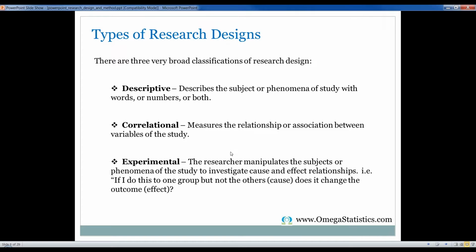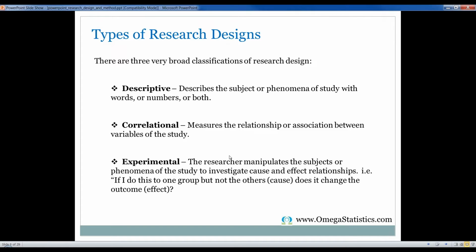There's correlational. And a correlational study measures the relationship or association between variables. It's basically, we're going to have one we're working on today where the sun rises and a rooster crows. What's the relationship? How are they associated? What's the strength of the association there?